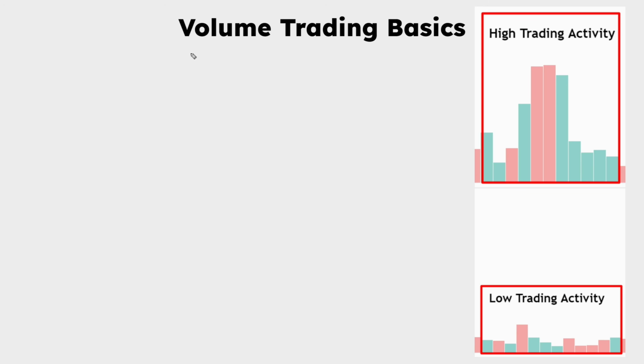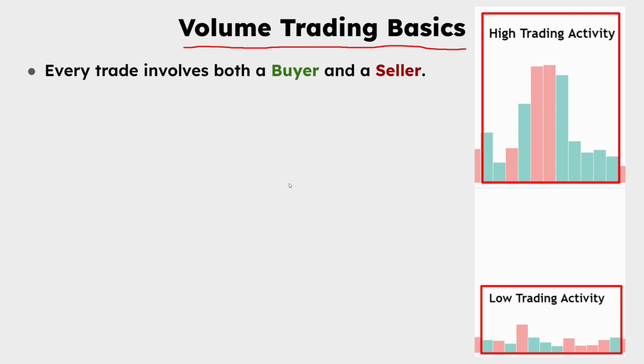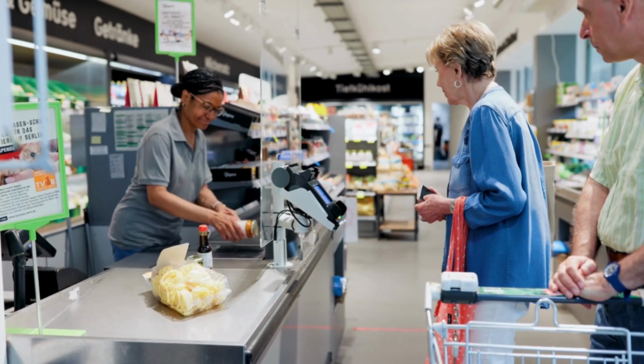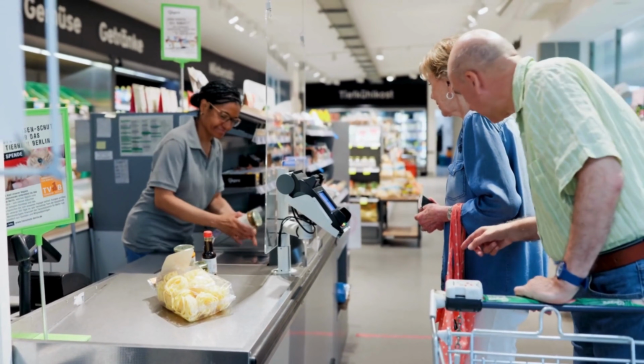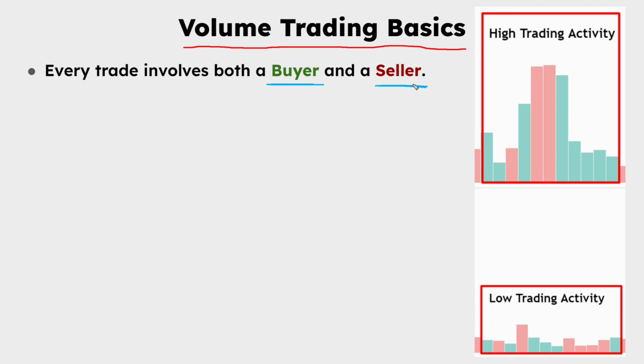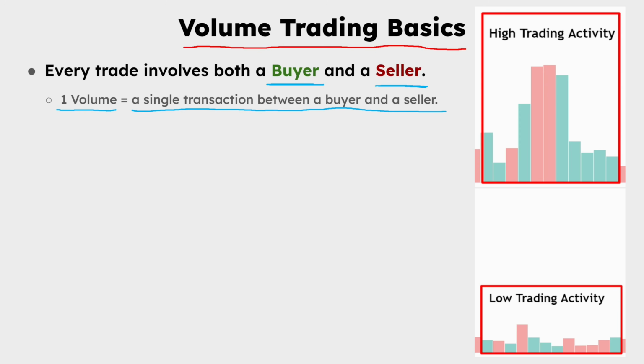And in this case, we have the 1 hour time frame, so the time period would be 1 hour. But alright, so now let's take a look at some very important volume trading basics. The first thing you need to understand about volume is that every single trade involves both a buyer and a seller. This is a pretty simple concept. In order for me to buy something, someone else has to sell that thing, right? Every single transaction has a buyer and a seller. This is important to have in mind when it comes to volume. And this is just repetition: one volume equals a single transaction between a buyer and a seller.